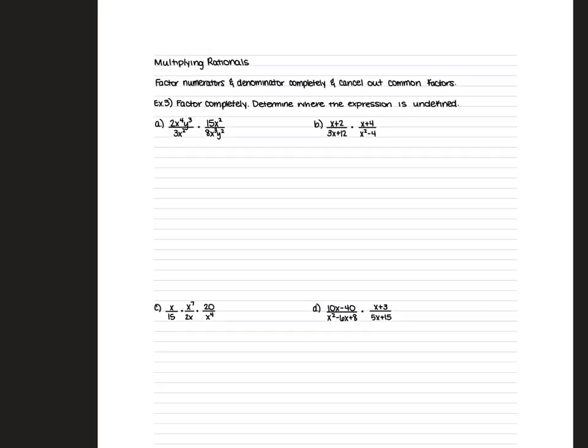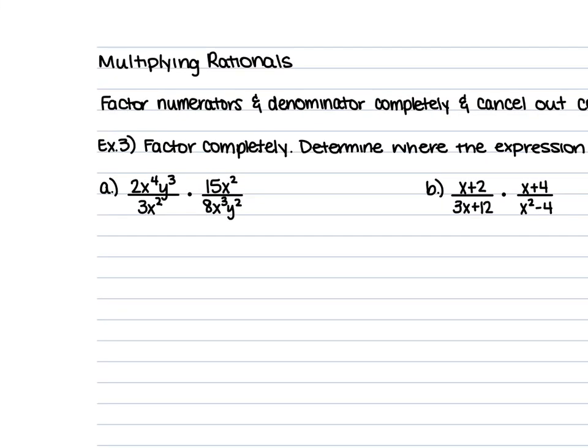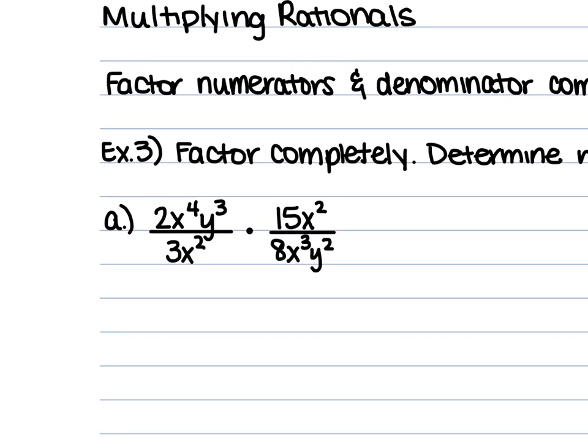For our next examples, we are factoring completely and determining where the expression is undefined. So we're doing the same thing here. If we can simplify, we multiply, then we simplify even further. If we look at example A, we have 2x to the 4th y cubed over 3x squared times 15x squared over 8x cubed y squared.